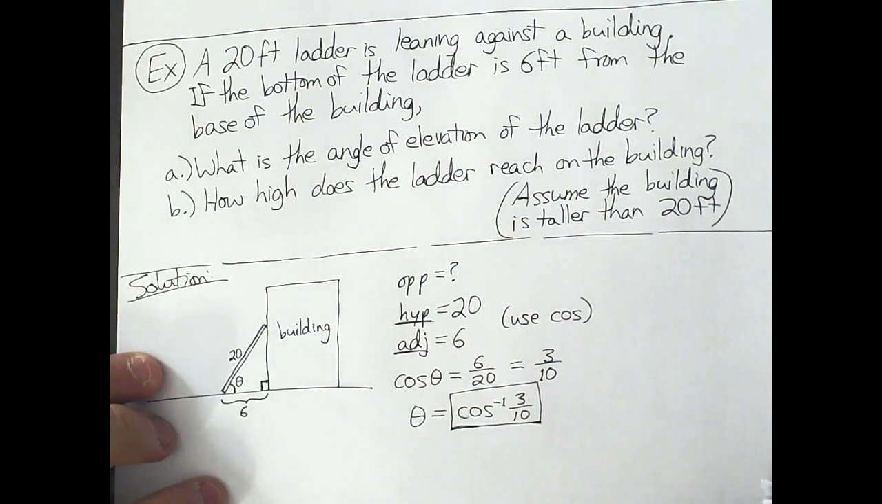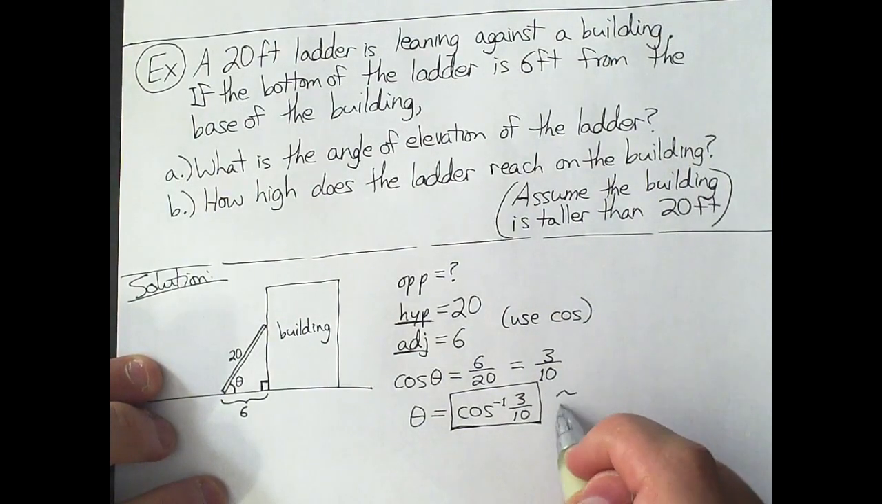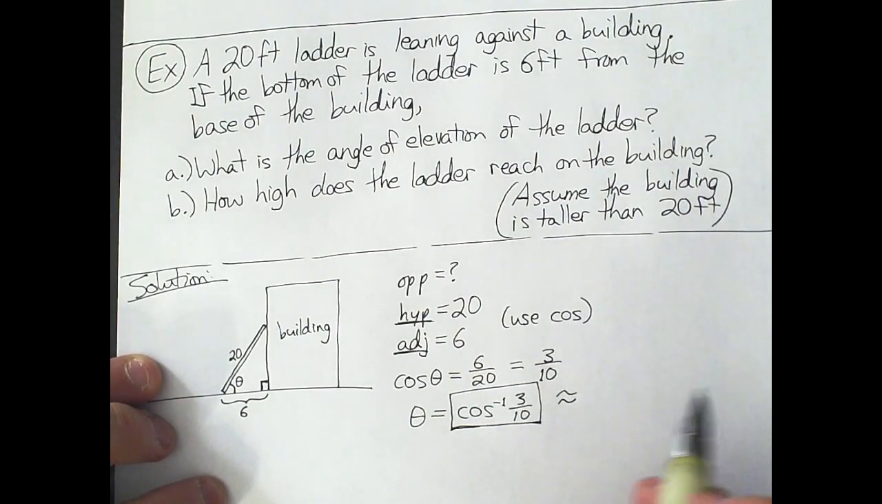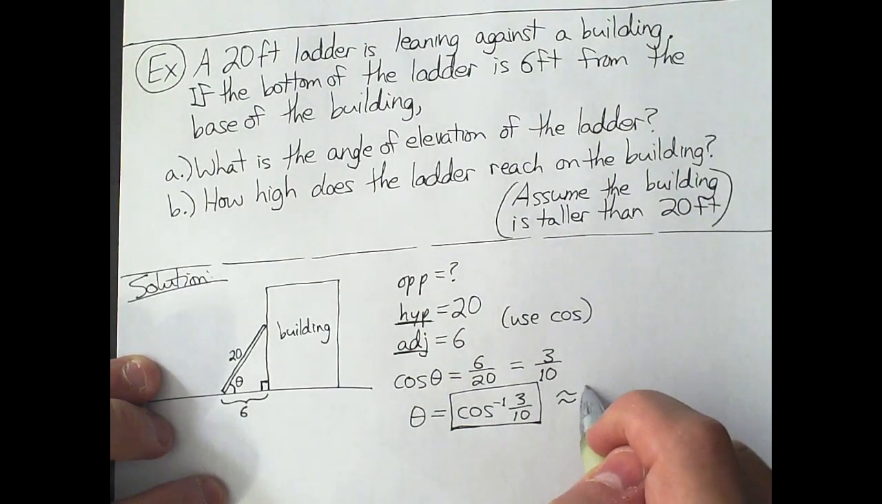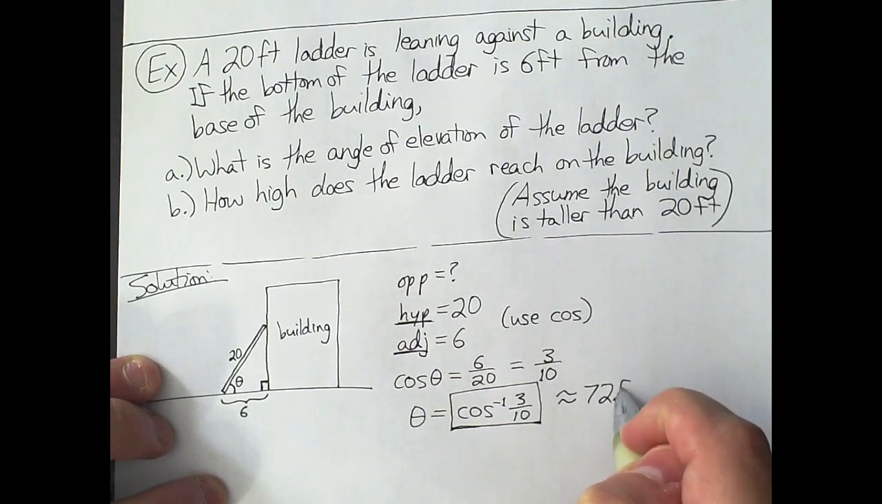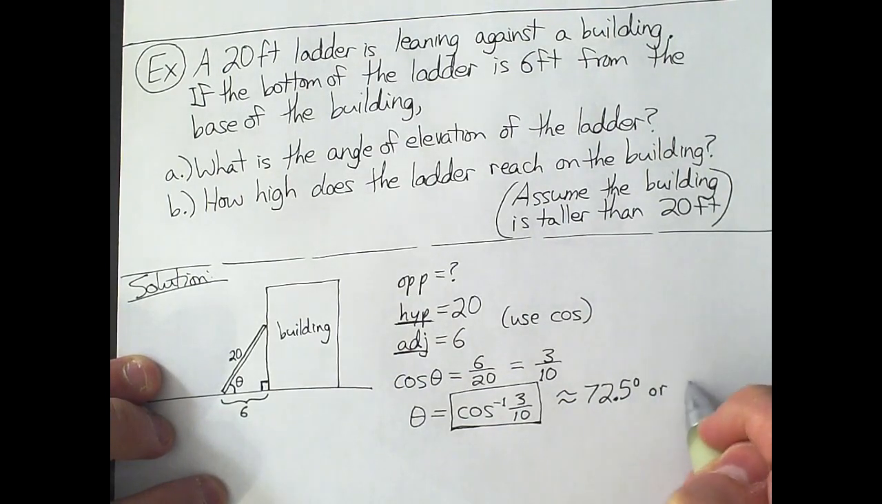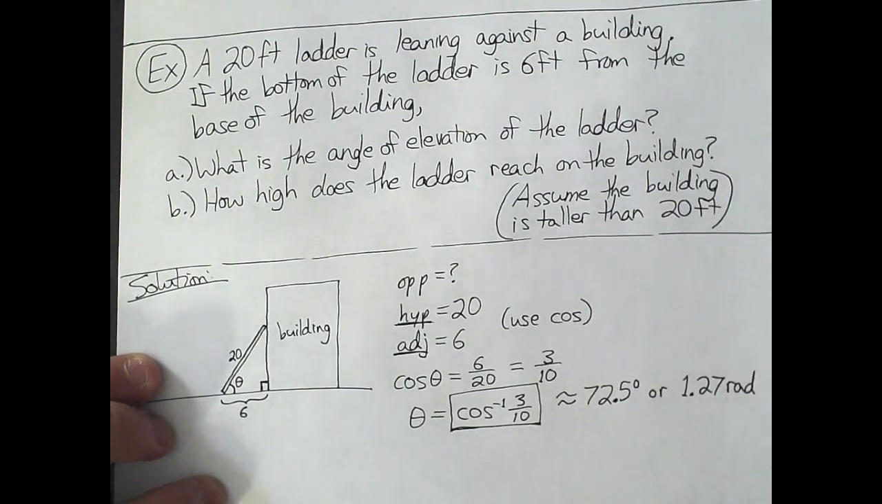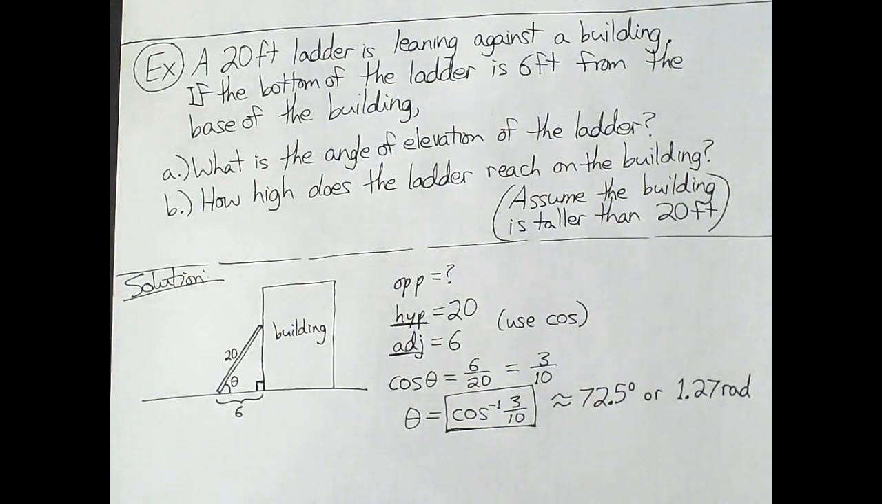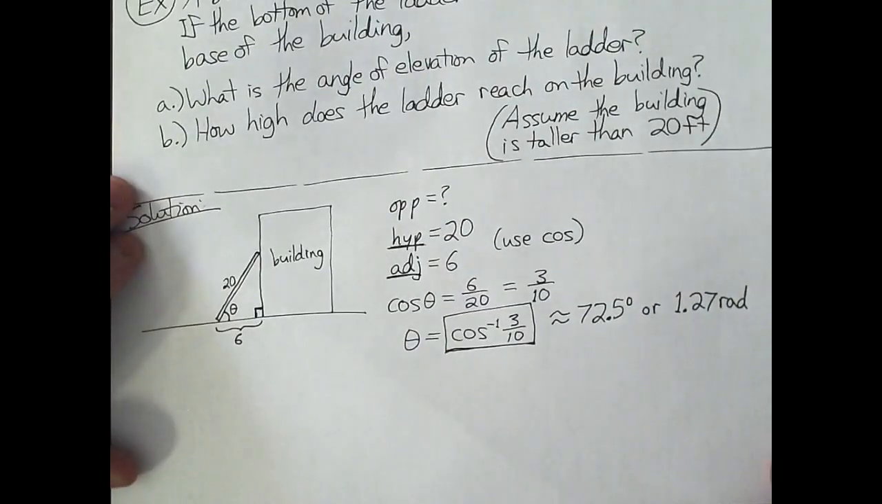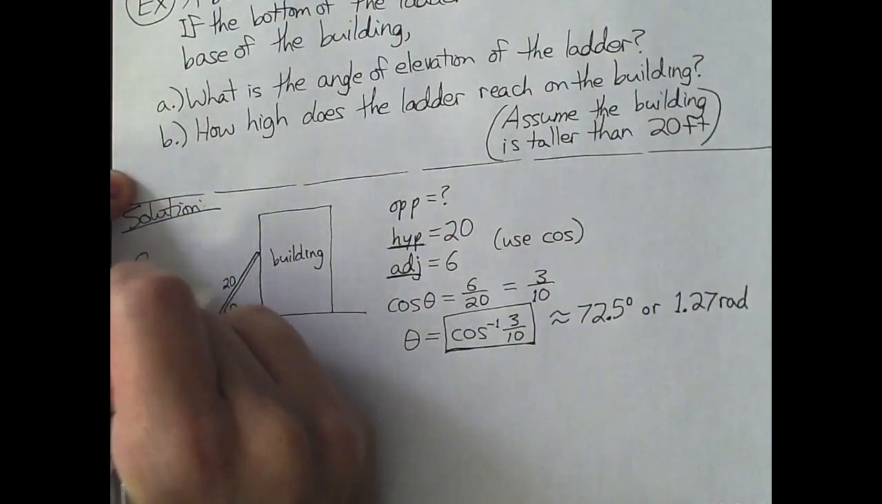If this were a calculator problem, I would say I did find this using a calculator, and it works out to be about 72.5 degrees, or 1.27 radians. Okay. What about part B? I think we can do part B just on the little bit of page that I have left. So all of that was part A.